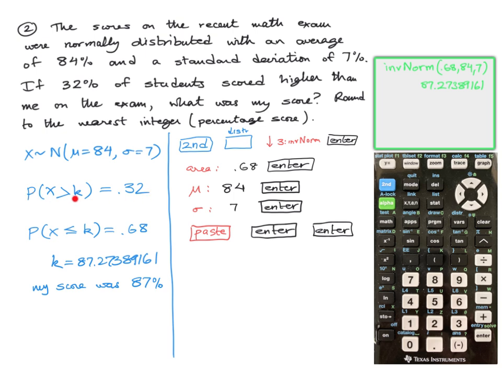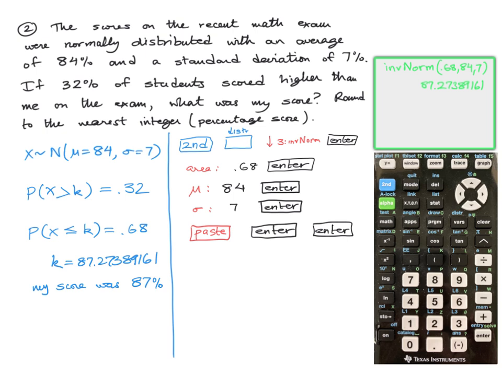And so I wrote that statement as probability that x is greater than k, that's my score, is equal to 0.32. X is all students, k is me specifically, but the probability that a student randomly selected is going to have a higher score than me is 0.32, but the calculator can't handle inverse normal in this direction. It can only have x less than or x less than or equal to as a probability statement. So I changed that. If 32% had scores better than me and 68% had scored worse than me, or I suppose equal to me, technically speaking, although that's not going to matter for normal distribution calculations.